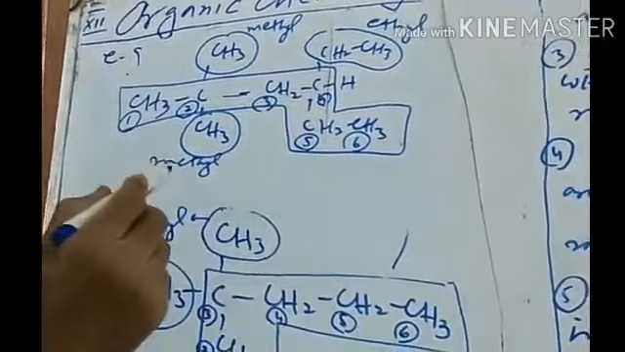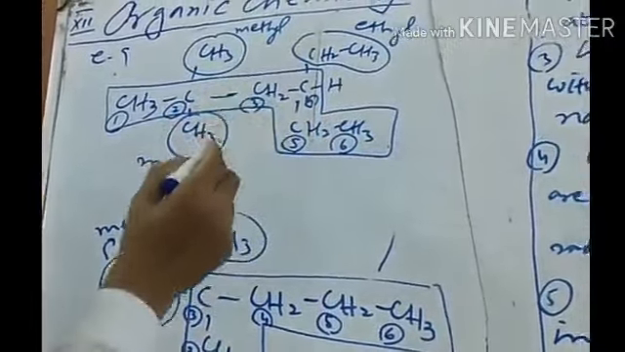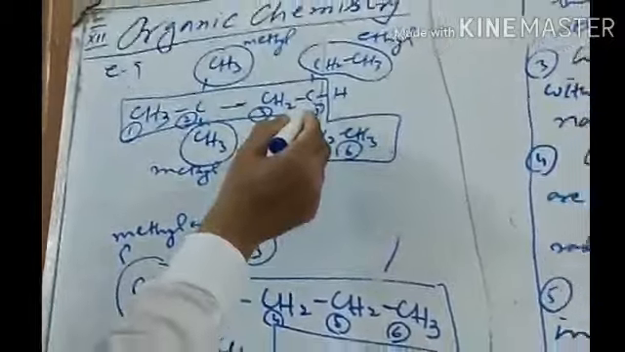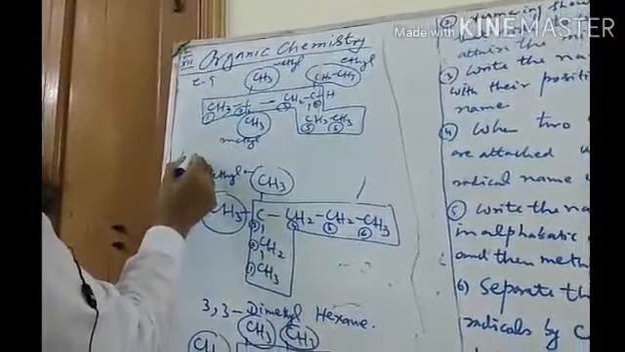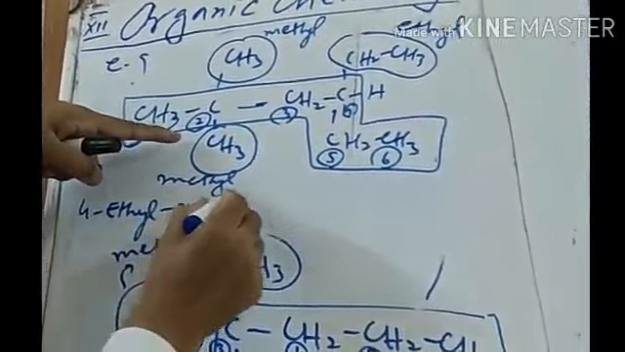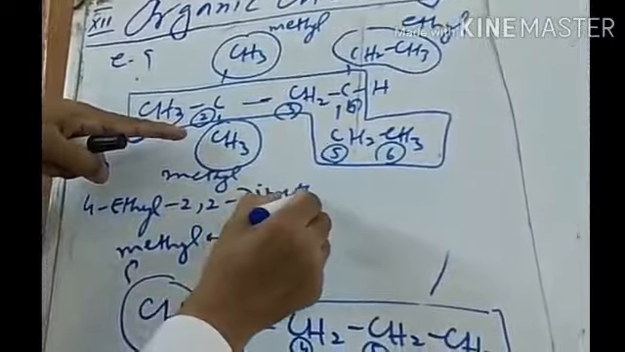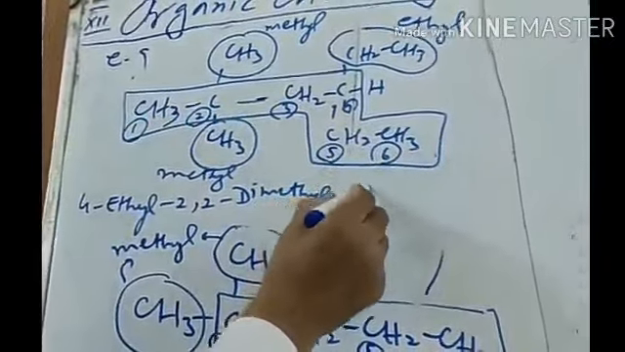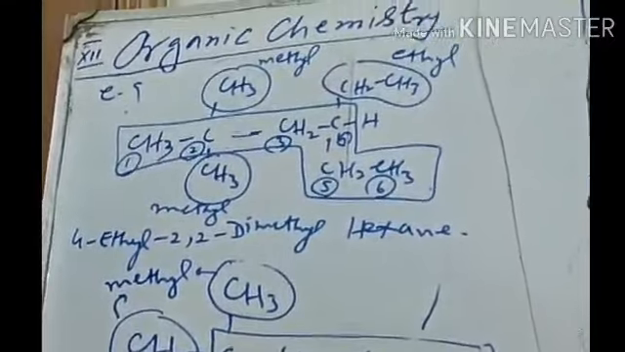So according to the rule, alphabetical ethyl should come first. So in this case 4-ethyl, and this is the 2,2-dimethyl, and this is 6. So this is called the hexane. This is all about the nomenclature of the alkane.